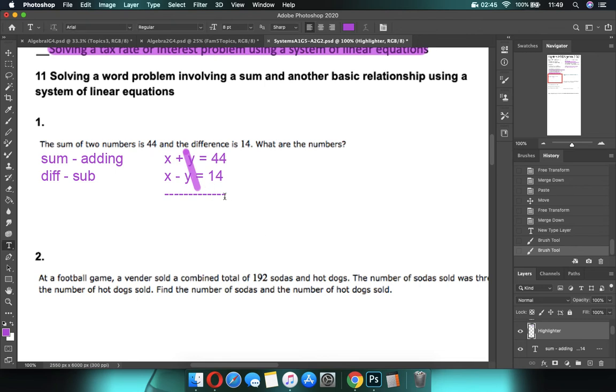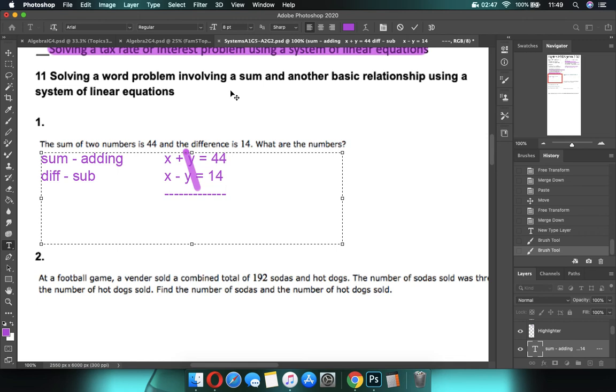Now, sum and basic relationships, this particular topic comes in both flavors. You kind of have to be aware of which is which. What are we left with? 2x, x plus x is 2x. I gave the game away. Equals, what is 44 plus 14? 58. Divide by 2, divide by 2. X equals 58 divided by 2 is 29.